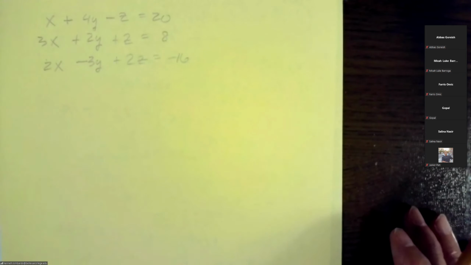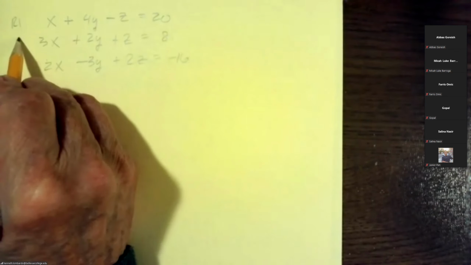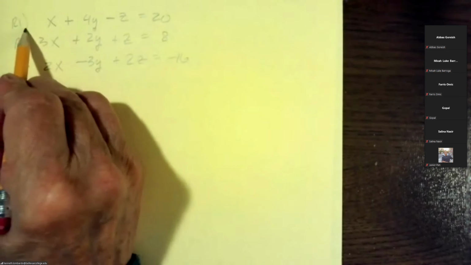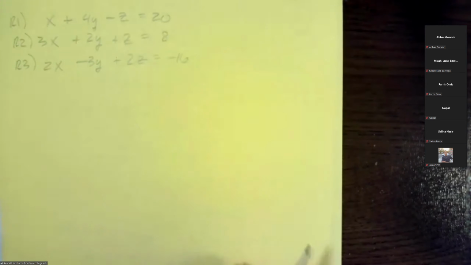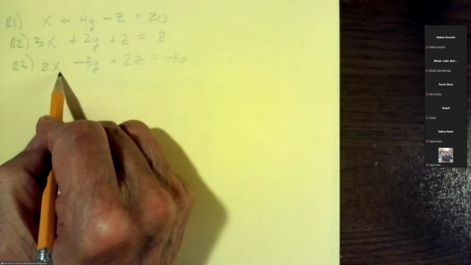So now we're going to have to do some manipulation on these rows. So now I'm going to come back and call them row 1 and row 2 and row 3. I'm labeling them because I'm going to do some multiplication and addition and what have you, subtraction, and I want to be able to determine which row I'm talking about.